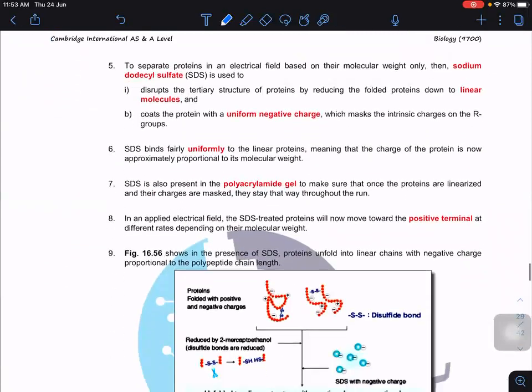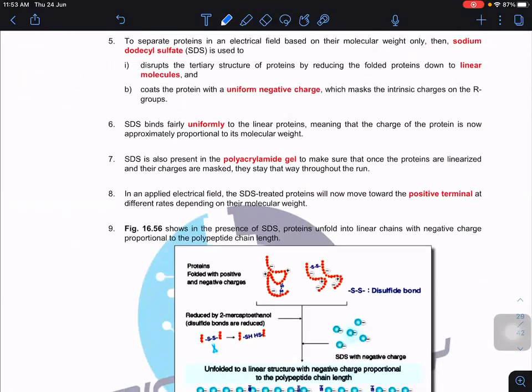here, we have to treat the protein using SDS. This is the chemical, SDS. So what's the function of this chemical? This chemical will disrupt the tertiary structure of the protein by reducing the folded protein down to linear, meaning to make them unfolded. Can you see that? We make them unfolded.